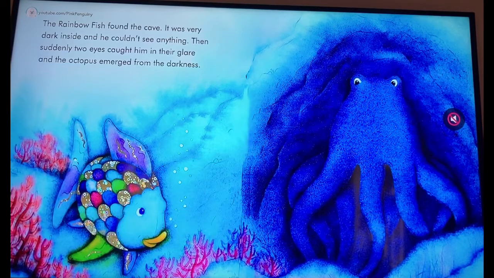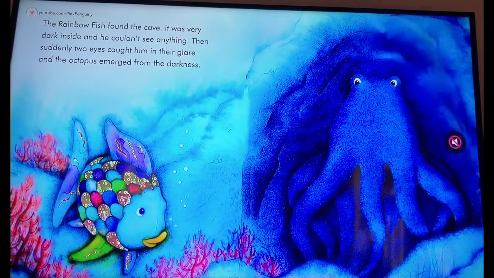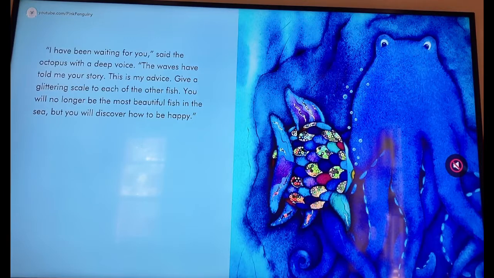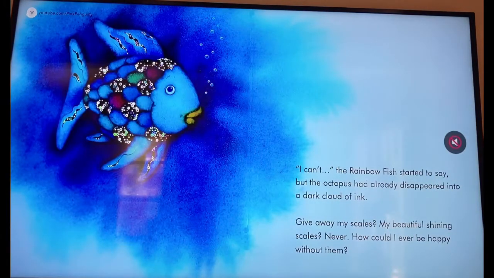The Rainbow Fish found the cave. It was very dark inside and he couldn't see anything. Then suddenly two eyes caught him in their glare and the octopus emerged from the dark. "I have been waiting for you," said the octopus with a deep voice. "The waves have told me your story. This is my advice. Give a glittering scale to each of the other fish. You will no longer be the most beautiful fish in the sea, but you will discover how to be happy." "I can't," the Rainbow Fish started to say, but the octopus had already disappeared into the dark cloud of ink.